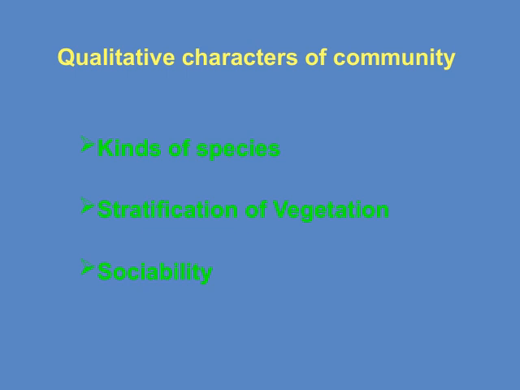Moving on, we examine sociability within the community. This describes how species interact with each other, whether they coexist peacefully, compete, or form symbiotic relationships. These interactions are vital for maintaining ecological balance and resilience. Understanding these qualitative traits helps us see not just the composition, but also the dynamics that sustain a healthy, thriving community. It ties into our overall theme of ecosystem stability and biodiversity importance.